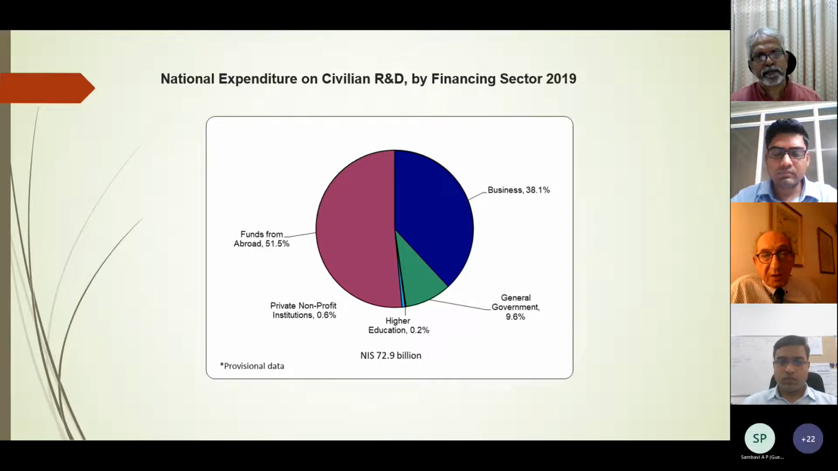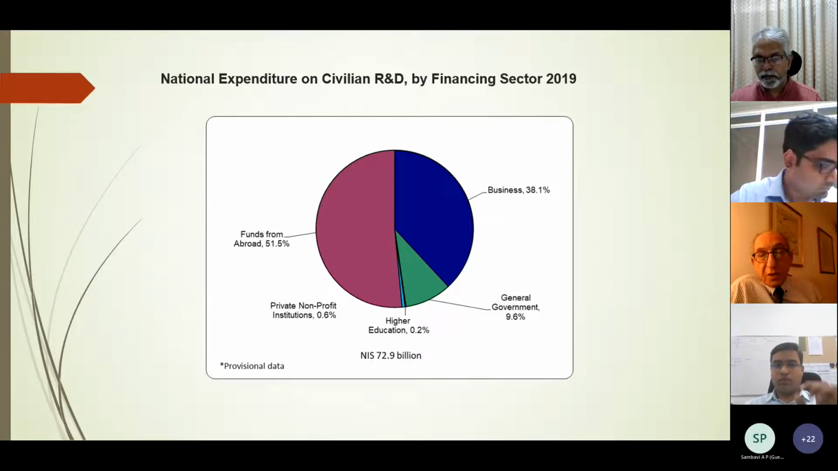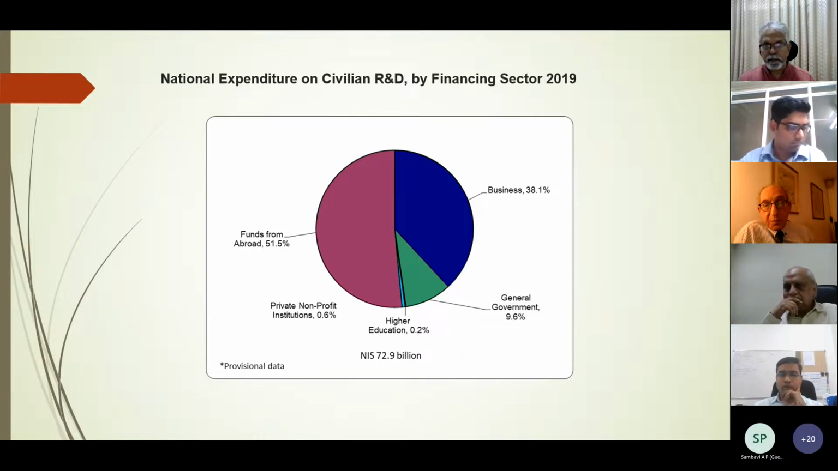We are talking about business R&D at almost 80% of the investment of those 5%, which means that the government is a minor player in this scene, mostly in basic research. The general government at 9.6% means mostly higher education, because higher education's own funds are only 0.2%, which is just donations.